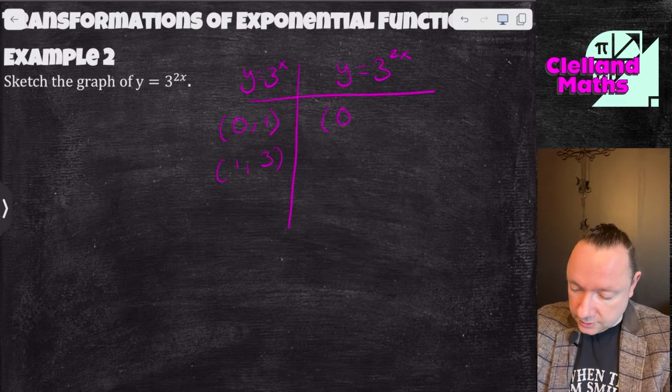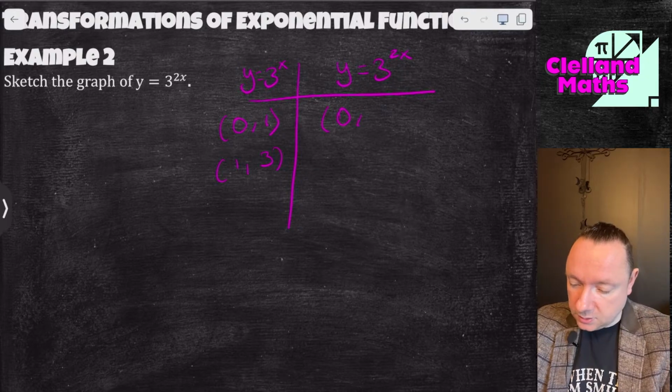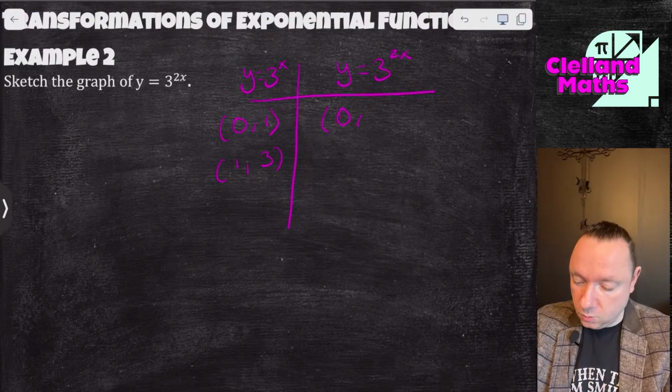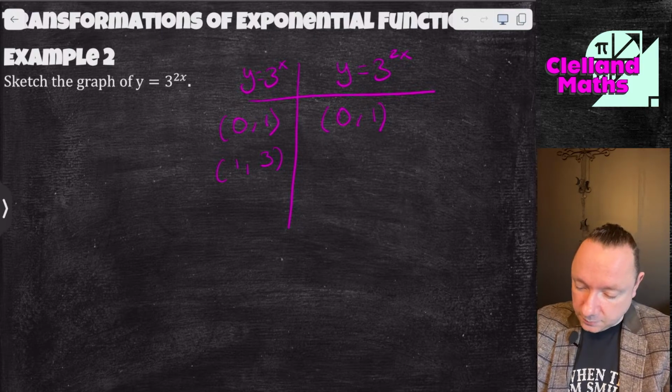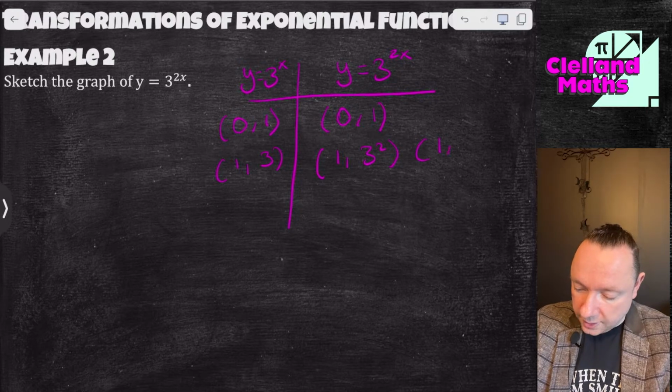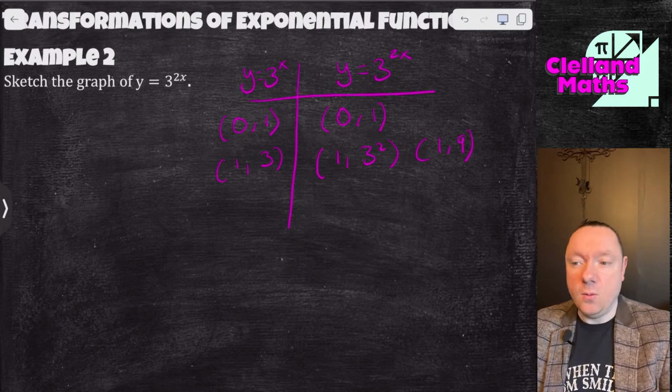So 0 is the x part. 2 times 0 is still 0. So 3 to the power of 0 is 1. So we still get 0, 1. No big deal. But this time, if we times it by 2 when x is 1, then we get 3 to the power of 2. 3 squared. So that becomes 1, 9. It's been scaled, so you get 1, 9.